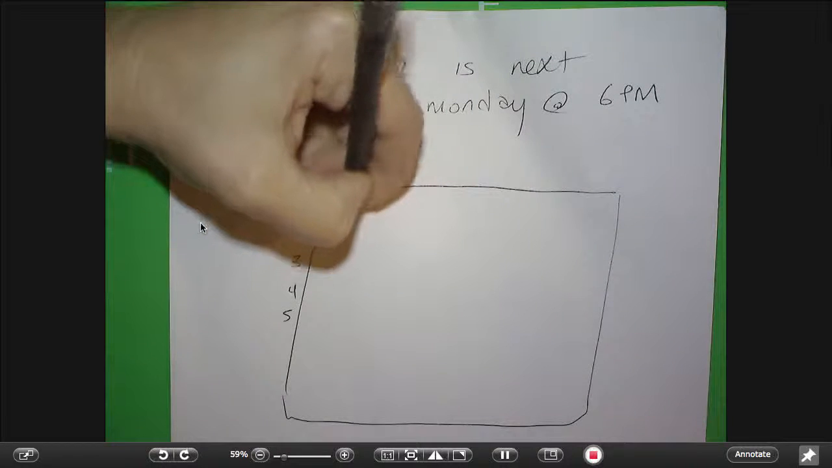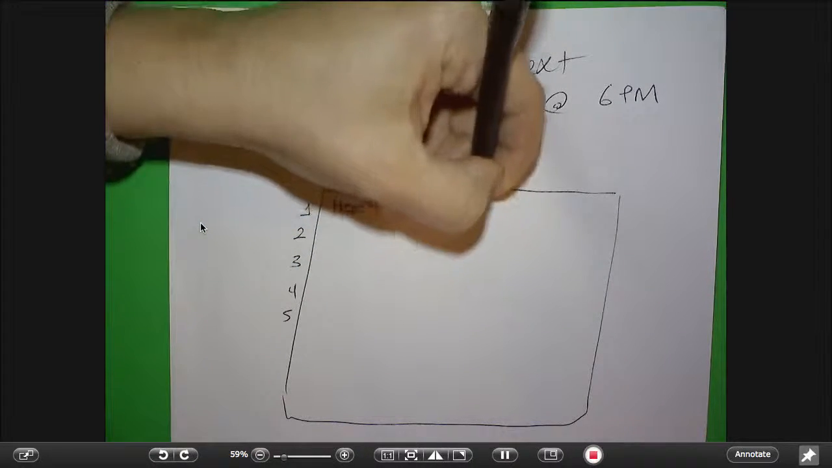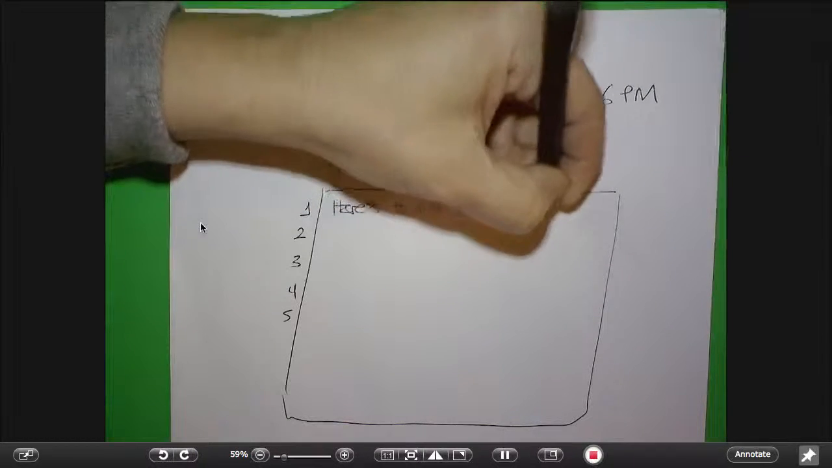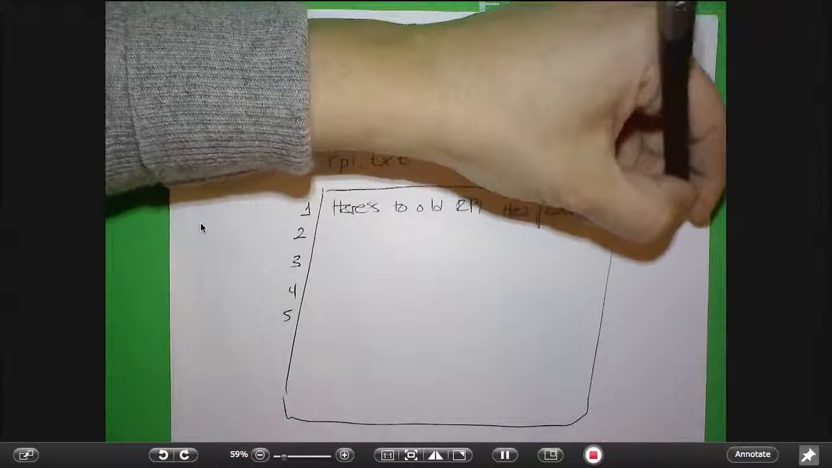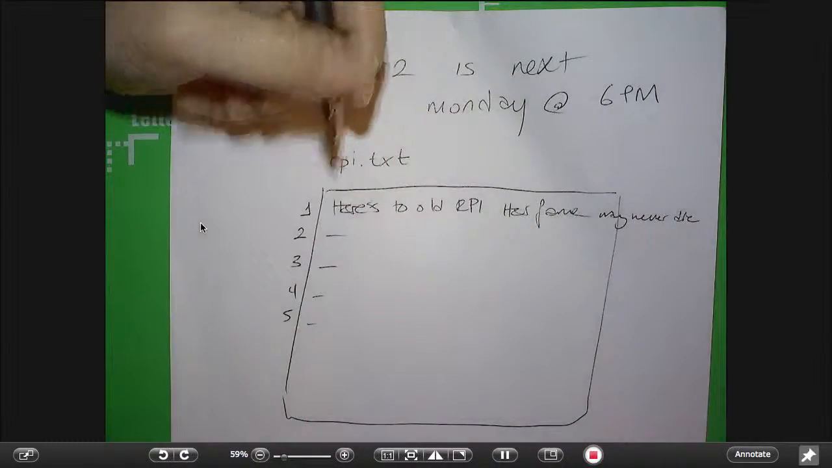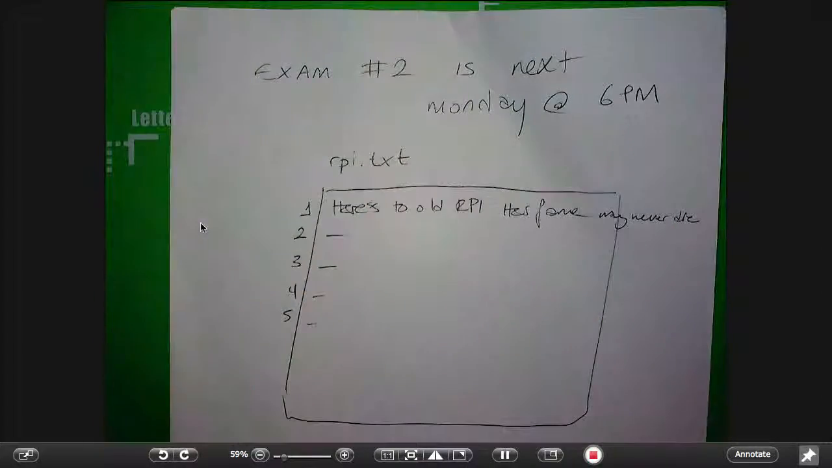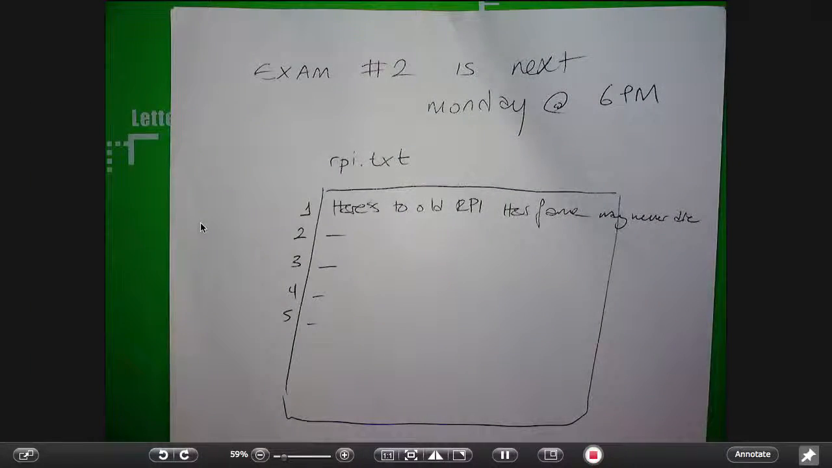So here is to old RPI, her fame may never die. All right, I'm going to stop there. What's the next line? I'll write one more line. Here's to old Rensselaer. All right.